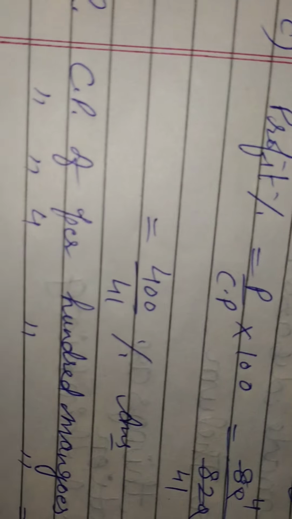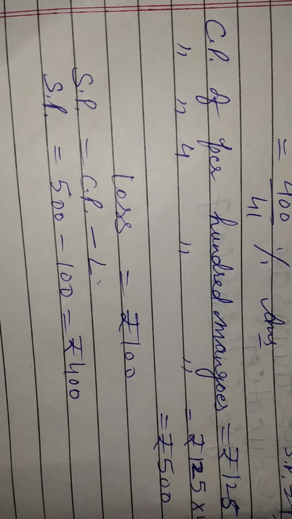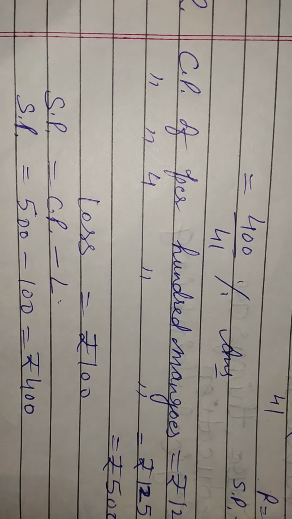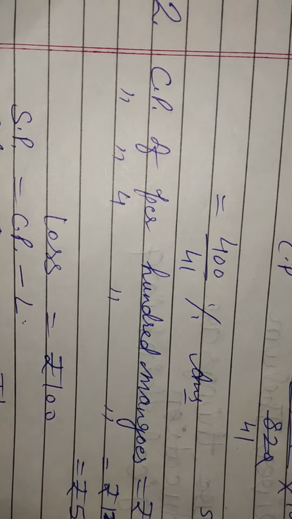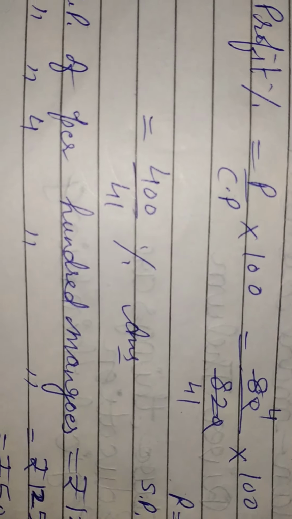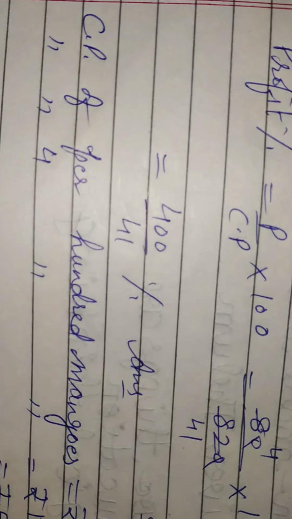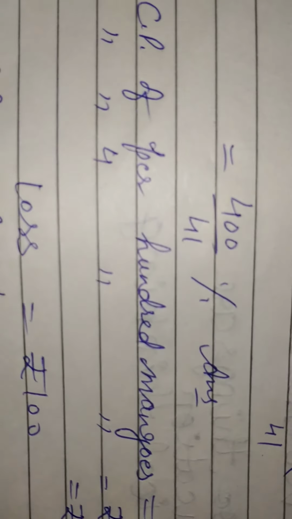In the second question it is given that 400 mangoes were purchased at rupees 125 per 100 and sold at a loss of rupees 100. Find the selling price of 1 dozen mangoes.